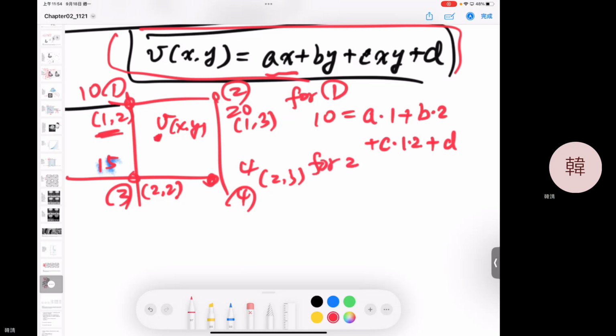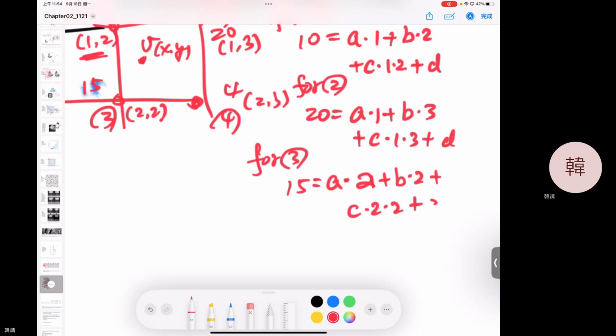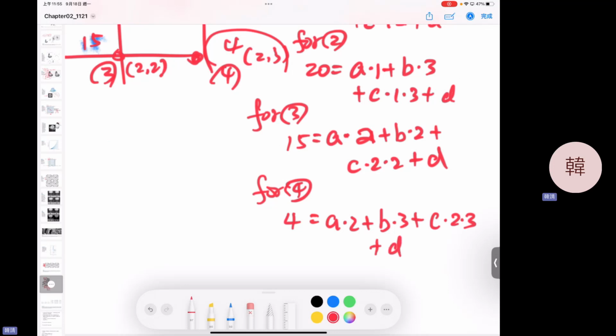And for the second point, the relationship will be formulated like this, and it becomes 20: A times 1 plus B times 3 plus C times xy, 1 times 3, plus D. And for the third point, 15 equals A times 2 plus B times 2 plus C times 2 times 2 plus D. For the fourth point, the value 4 equals A times X is 2 plus B times Y is 3 plus C times 2 times 3 plus D. So I have 4 different coefficients and 4 equations.